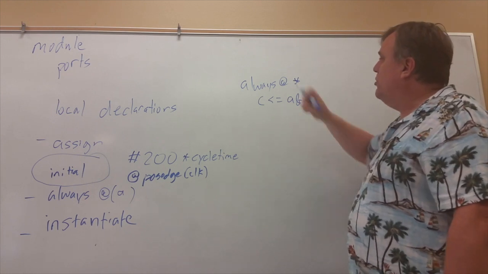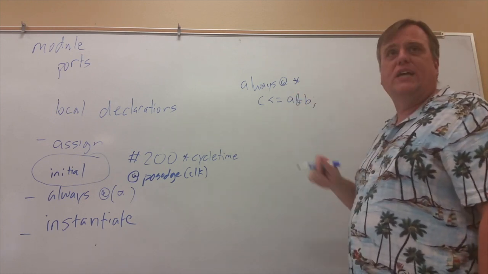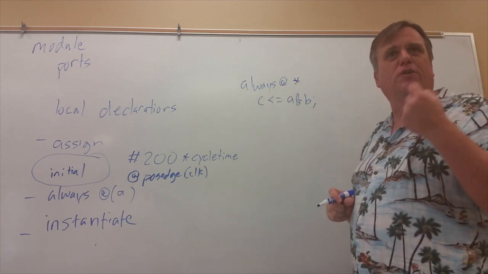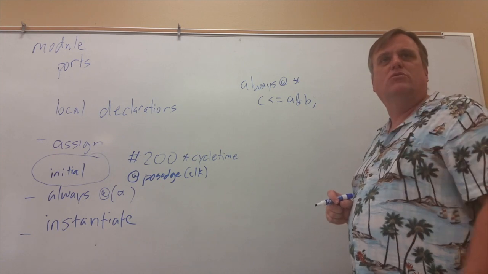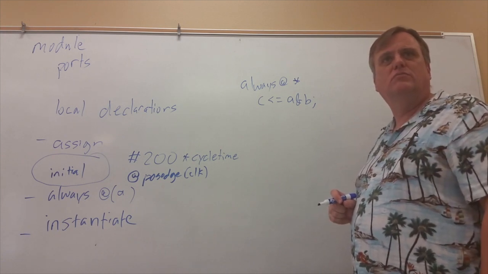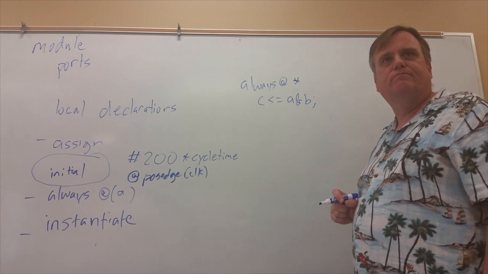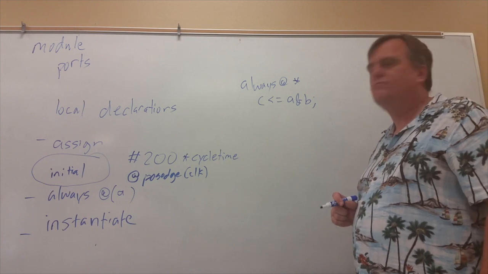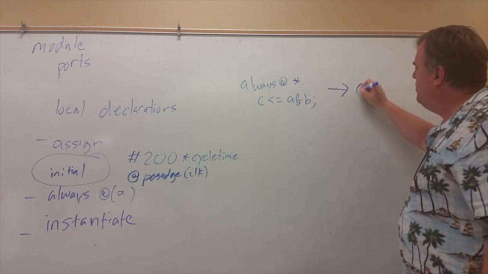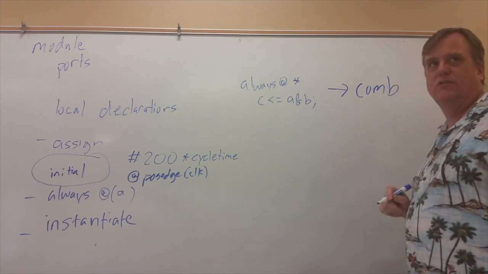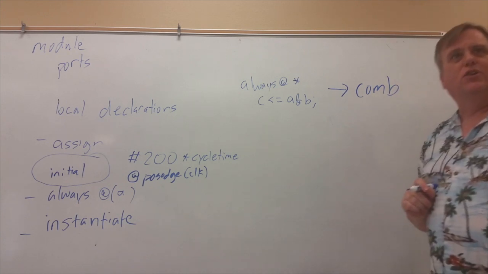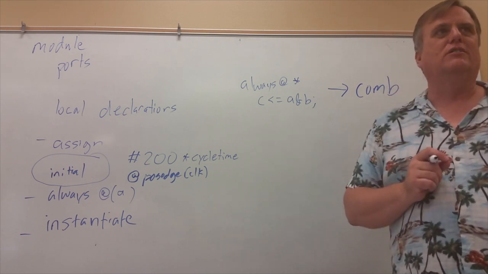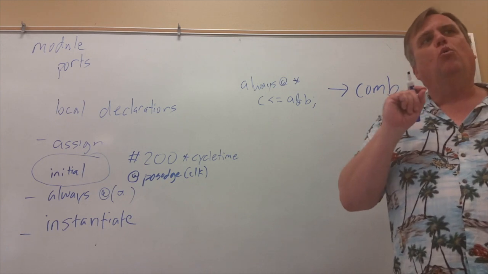So that's for my always at star. When I do always at star, what should Verilog build? What type of circuit? Generally, this builds what's called combinational logic. Now, you probably notice I'm being very careful with my wording. Generally, it builds combinational logic. When would it not?